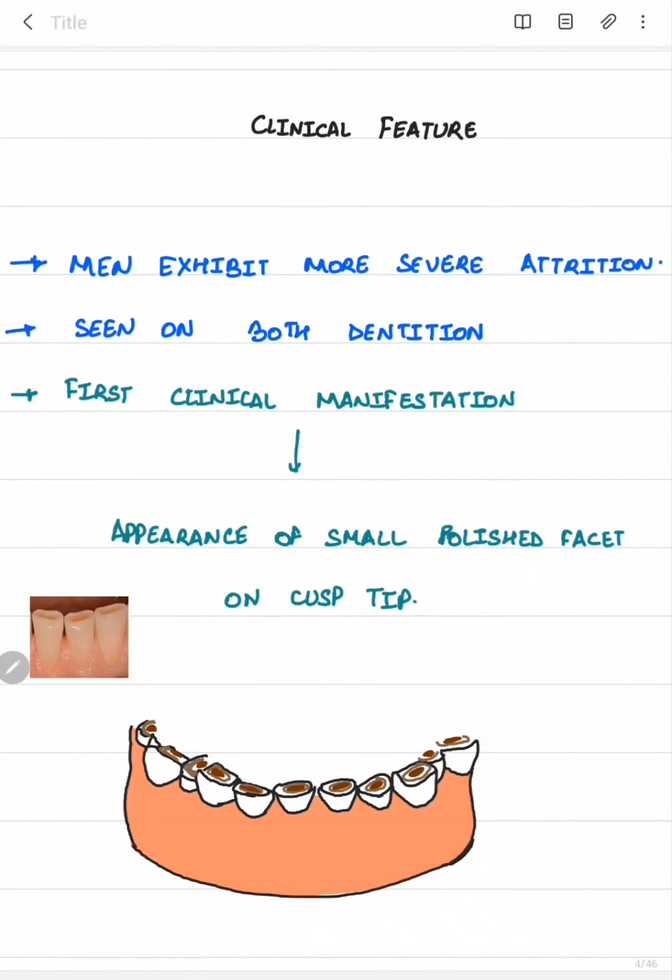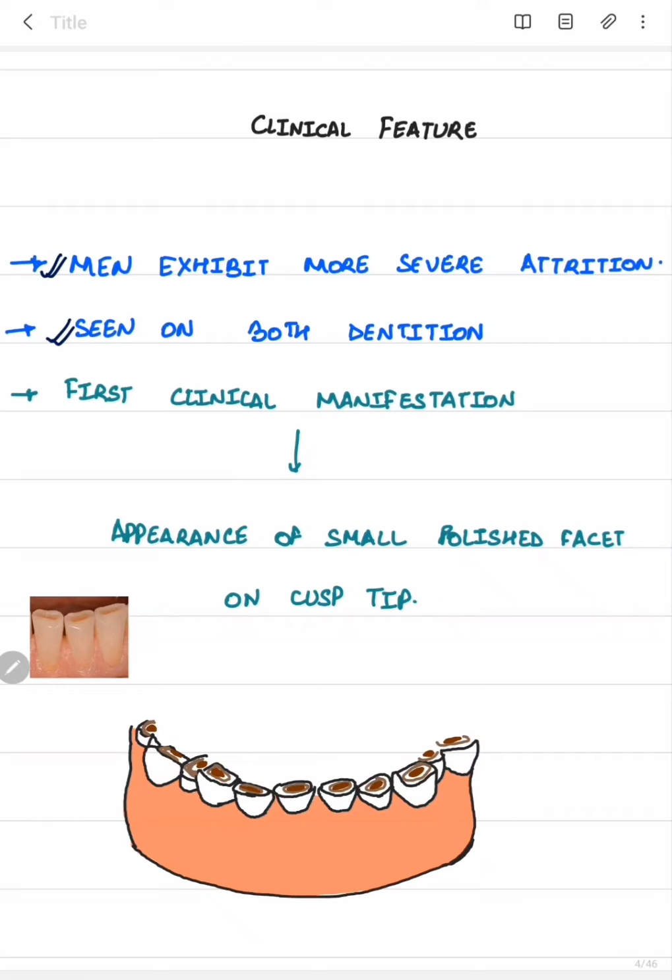Now the clinical features of attrition. The first one is that men exhibit more severe attrition as compared to women, due to greater masticatory forces. It can involve both dentitions, primary as well as secondary. Deciduous as well as permanent dentition are involved, but the severe form is rarely seen in deciduous dentition. The surfaces involved in attrition are incisal, occlusal and the proximal surfaces.